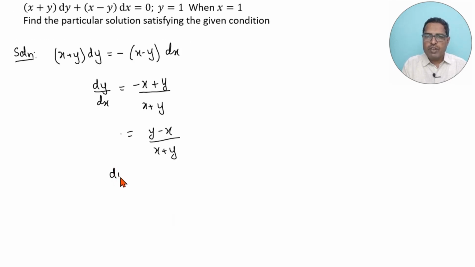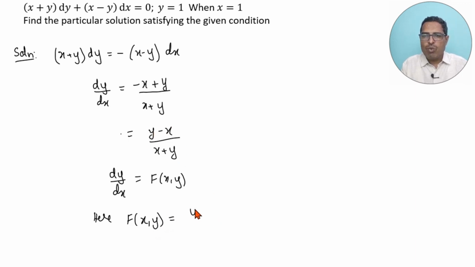Suppose I write the differential equation as dy by dx equals f of x comma y. Comparing, this function f of x comma y will be nothing but (y − x) divided by (x + y). So here we have the function f of x comma y as (y − x) divided by (x + y).